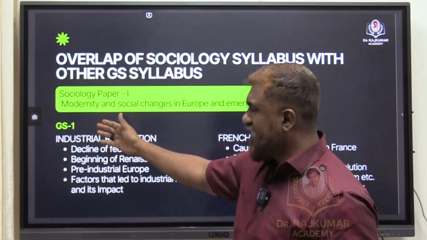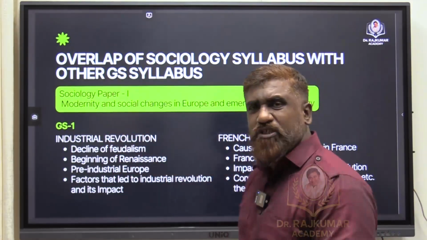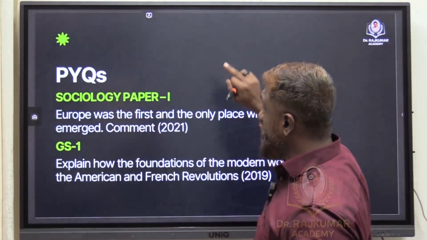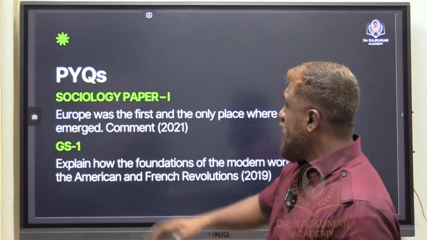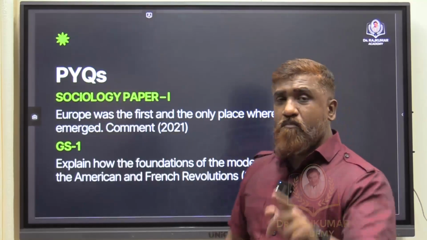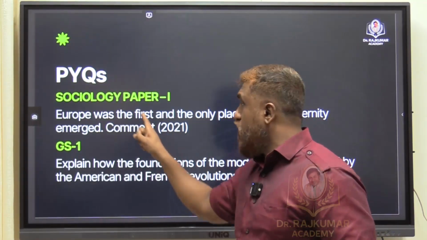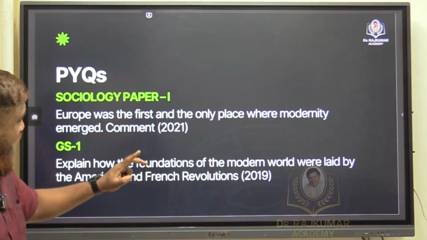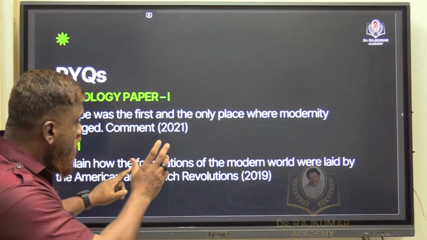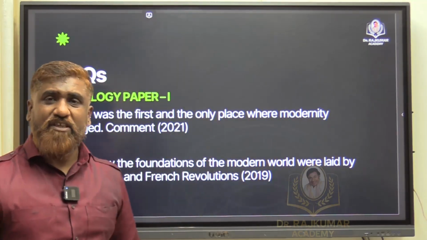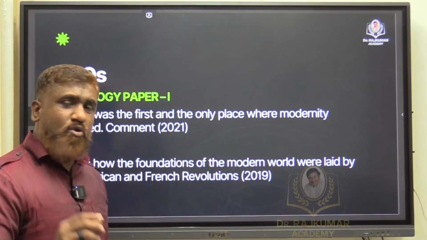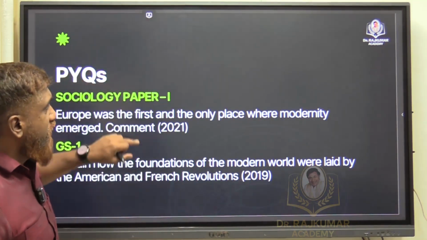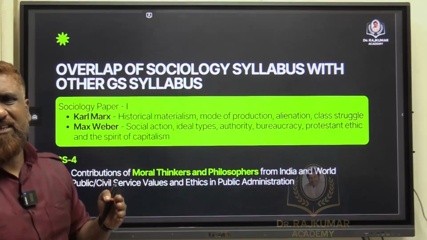If you see here in GS, you find the Industrial Revolution and French Revolution as a separate topic in the GS1 paper. And not only that, I will even show you the questions that were asked. Europe was the first and the only place where modernity emerged: this question was asked in 2021 in sociology paper 1. Take this GS paper 1 question: explain how the foundations of the modern world were laid by the American and French Revolution. Actually, here you are not going to write the word sociology, but the content you are going to write is the same. Same to same. So that intermingling is very much there.